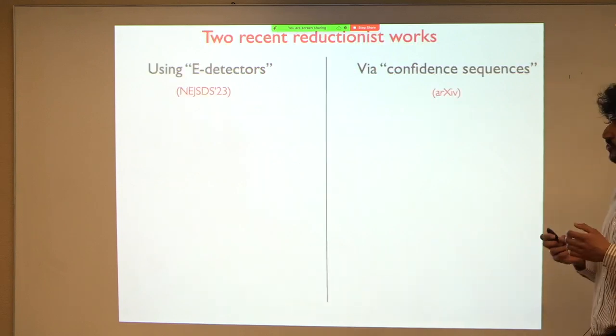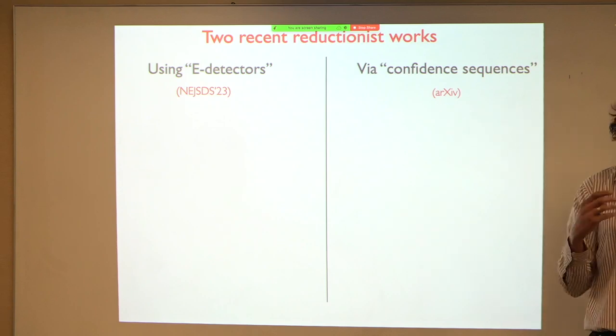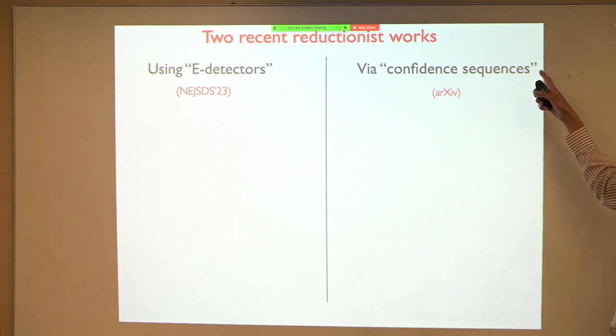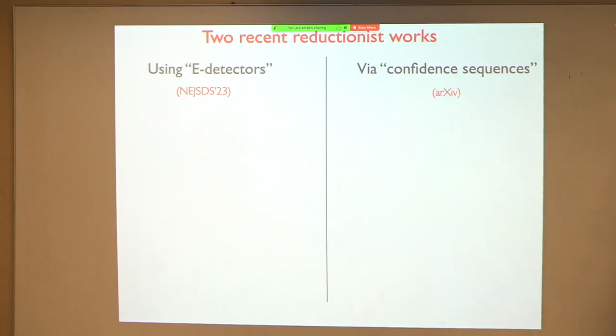Okay, so what I'm going to show you is two works that say, what I'm going to do with sequential change detection is I'm going to just reduce it to the problem of sequential testing or to the problem of sequential estimation, because I know how to do those problems really well. In non-parametric settings, I know how to do those well, so why don't I try to do the same thing here. Okay, so the first one is called an E-detector, and just recently appeared in the New England Journal of Statistics and Data Science, and it's using testing, and the second one is using confidence sequences, and that's on arXiv.